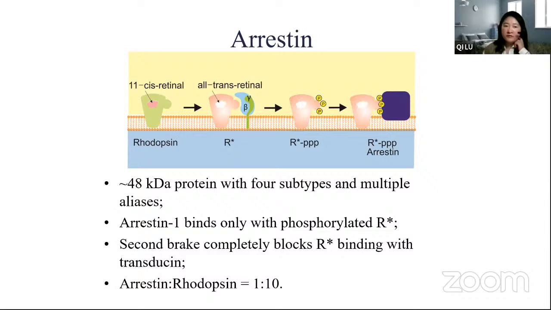Arrestin is about a 48 kilodalton protein with multiple domains. It also binds only to the rhodopsin star, and there is another requirement: it only binds to phosphorylated rhodopsin star. So first the kinase phosphorylates the rhodopsin star, then arrestin can bind to it. Arrestin functions as a second brake that completely blocks the rhodopsin star.